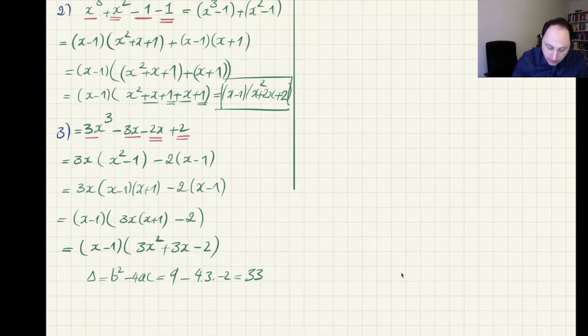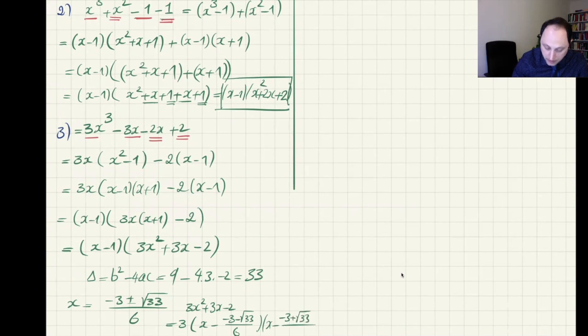And then if you find the roots, the roots are minus b plus and minus the square root of 33 divided by 2 times a, which is 2 times 3, and that is 6. And then of course, if you remember, you can write 3x squared plus 3x minus 2 in this form: 3 times x minus (minus 3 minus the square root of 33) over 6, and then x minus (minus 3 plus the square root of 33) over 6.